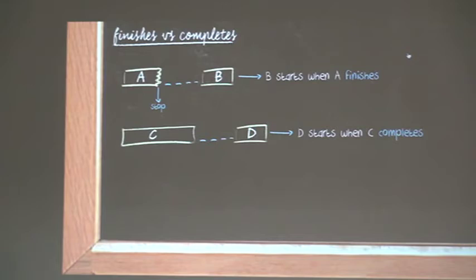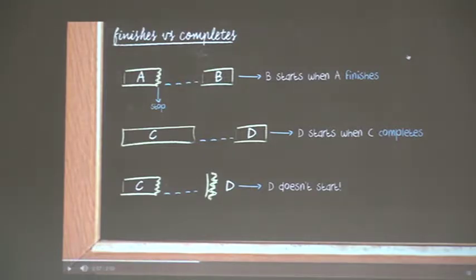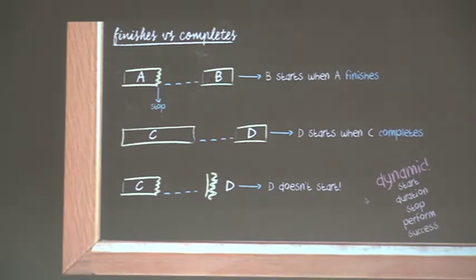In this case, job C completes. And if the link is to the completion of C, D will start. But in this case, D won't proceed because C didn't complete, just finished. These are the kind of things you have to take into account for the scheduling. The scheduling is a big part, a very important part of the simulation. So the dynamic means, as I said before, that all these parameters, some are not, but some of them could be resolved later. So it's a late binding with the actual value.